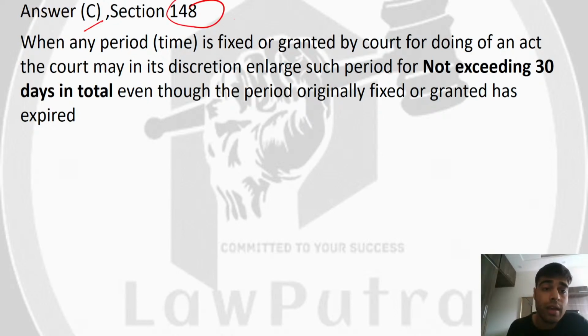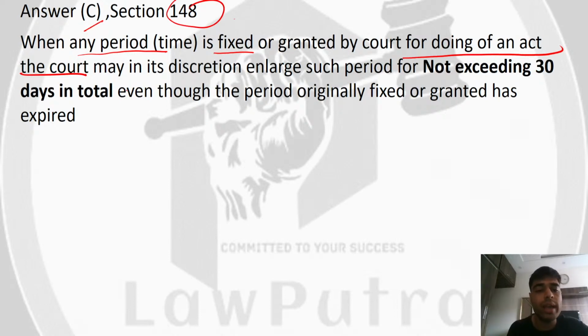It says that when any period of time is fixed or granted by the court for doing an act, when the court has fixed a particular time, so let us say that a decree has been given against A, and A has been told to deliver certain properties to B.